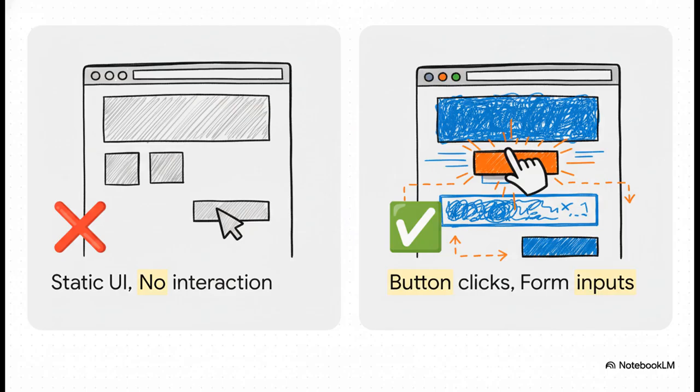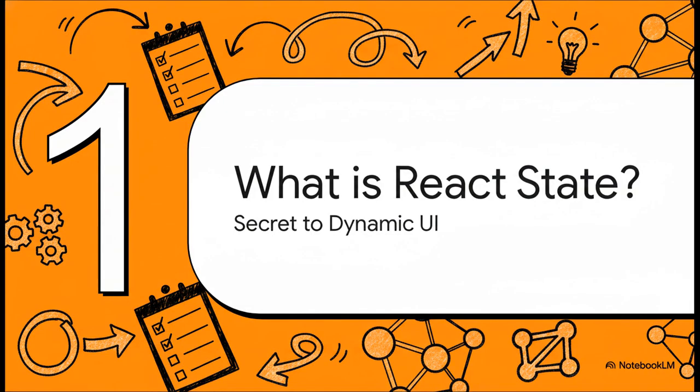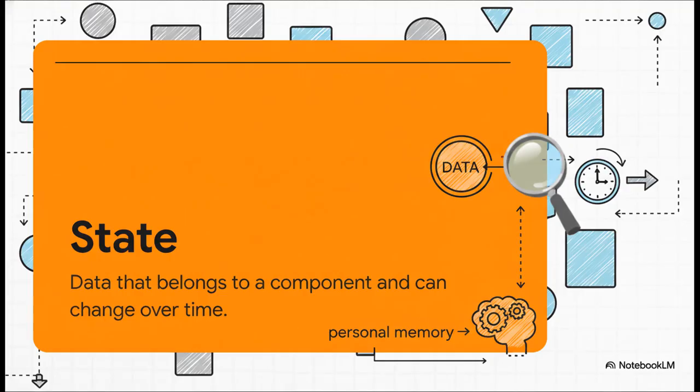So what's the secret ingredient that gives an application this memory? Well, that secret has a name, and it comes from a library called React. It's called State. And let me tell you, it is absolutely not an exaggeration to say that if you want to build any kind of modern, interactive app, I don't care if it's a simple to-do list or a massive social media feed, you have to understand State. So let's dive in.